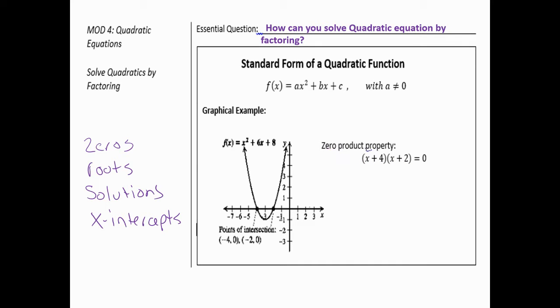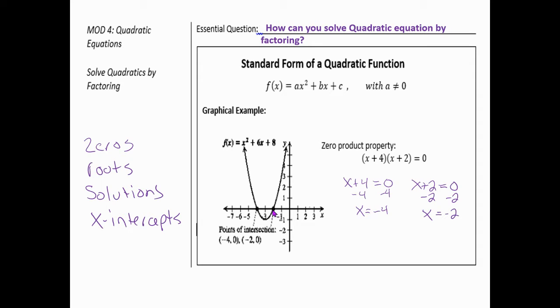To use the zero product property, we would take this x plus 4, set it equal to 0. Then you would subtract 4, so x would equal -4. That's why it crosses the axis at -4. And we're going to do the same thing to this factor, x plus 2, set equal to 0, subtract 2, so x equals -2. That's why -2 crosses the x-axis.